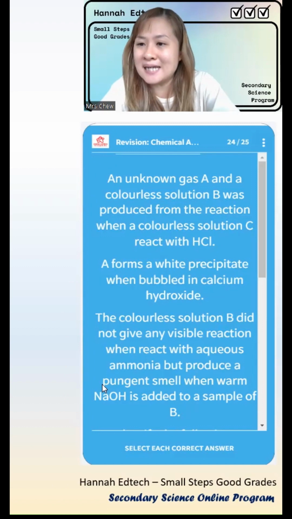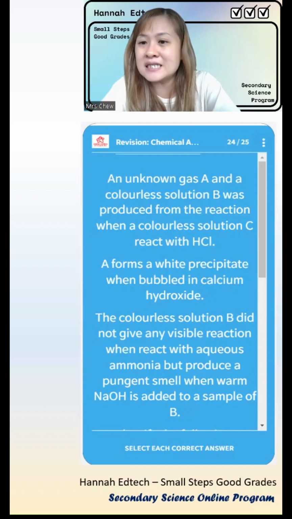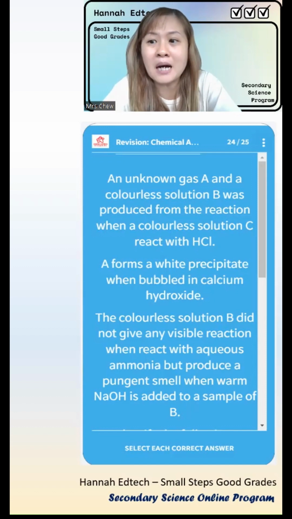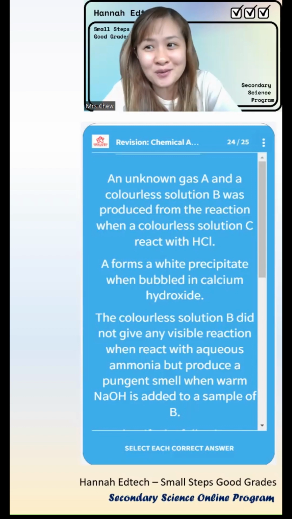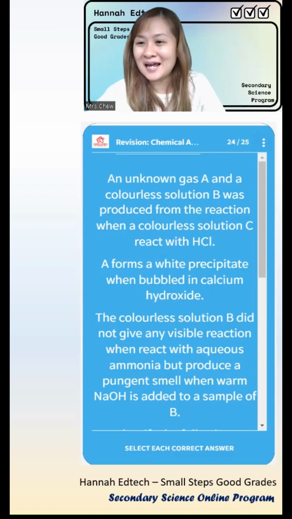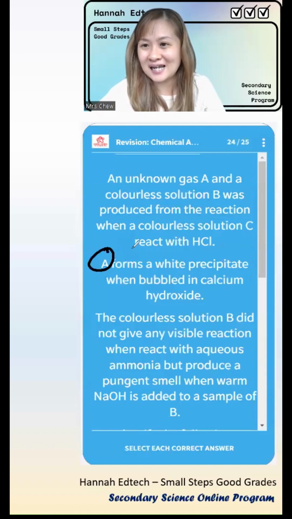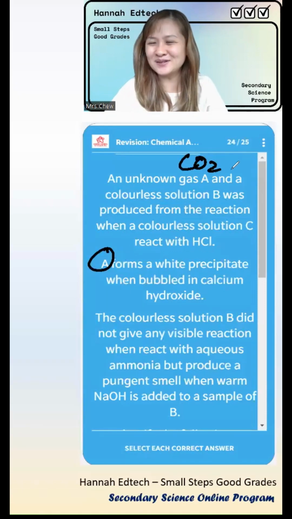An unknown gas A and a colorless solution B were produced from the reaction when a colorless solution C reacts with HCl. So it's also an acid reaction. This gas will form a white precipitate when bubbled in calcium hydroxide. Do y'all know that calcium hydroxide is lime water? So if you know that calcium hydroxide is lime water, then you will know that A is CO2.